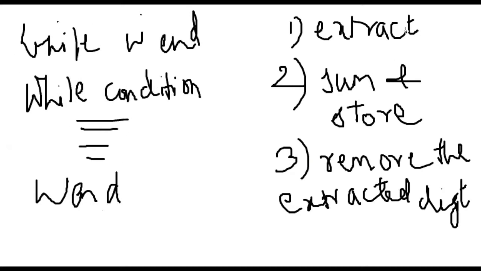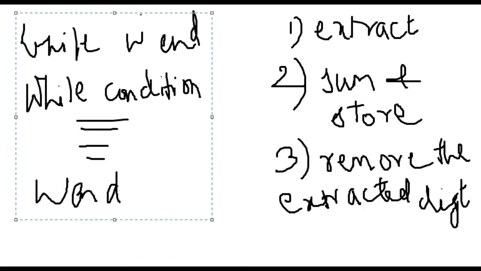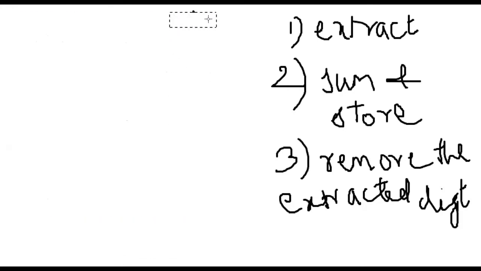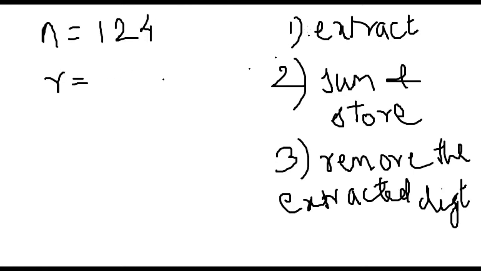Now, again, let's discuss our program, and let's discuss the condition, what kind of condition we have to write. Let's take one example, the same example I'm using, 124. Let's say the user has given this number, 124. This number we will be storing in variable n. The first thing we'll do is extract 4, and that extracted digit we will store in one variable, let's say r. So after we extract, we get 4 in variable r.